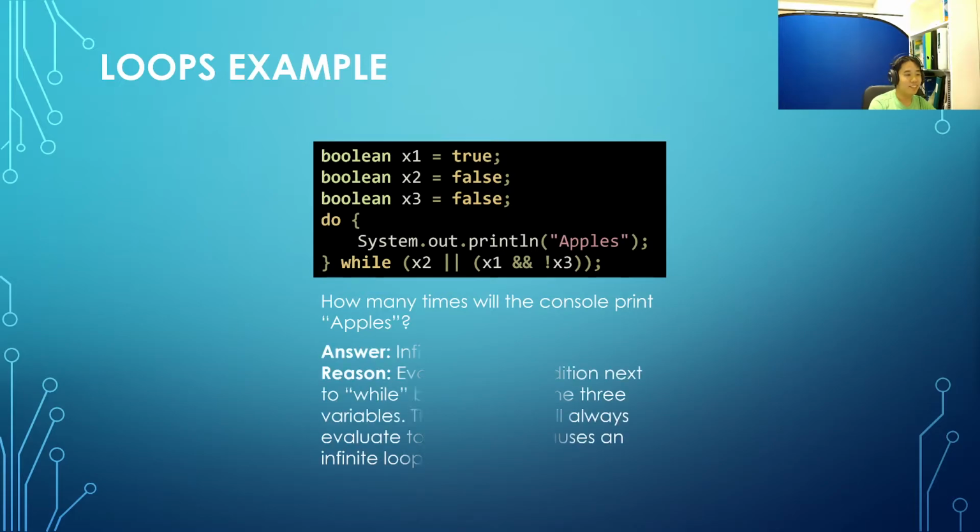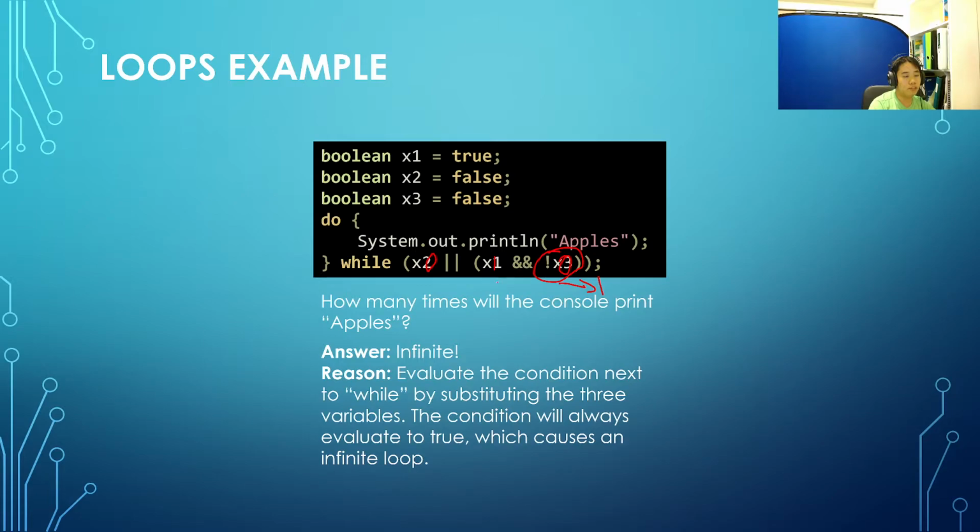Correct. Good job. Yep, it's infinite. The reason why is if you evaluate the condition here, x2 is false, so I'm going to put it at 0. And then x1 is true, I'm going to give it a 1. x3 is false, but since we're taking its complement, this goes to 1.